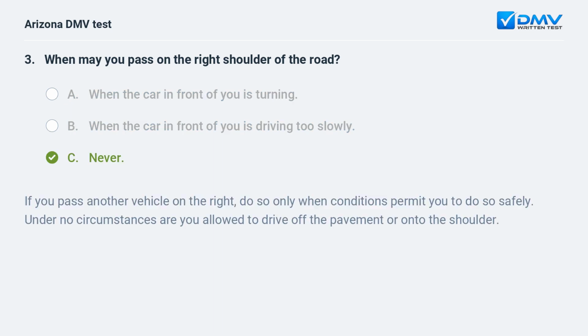C. Never. If you pass another vehicle on the right, do so only when conditions permit you to do so safely. Under no circumstances are you allowed to drive off the pavement or onto the shoulder.